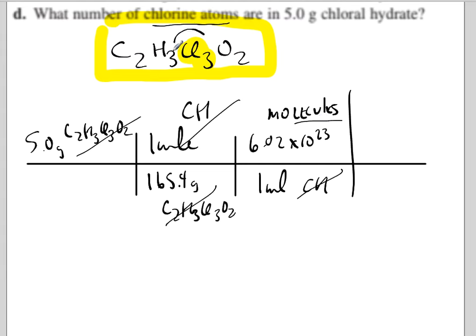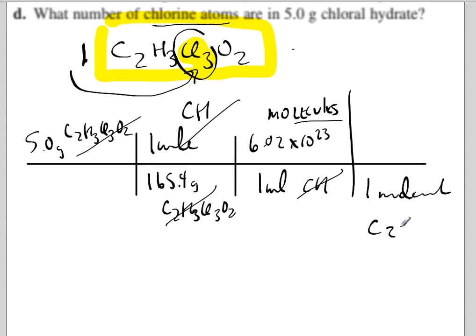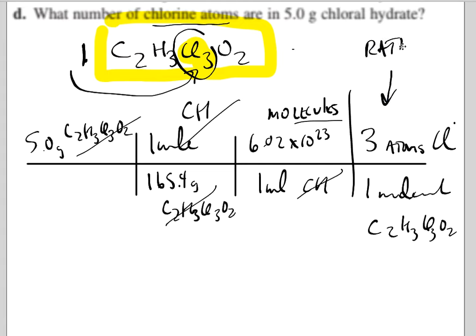I want to know chlorine atoms, so I'm zooming inside. There's only one of these when I zoom inside, so what do I say? 1 molecule of C2H3Cl3O2 is equal to 3 atoms of Cl. I'm adding the ratio from the compound whenever they ask me to go inside. If it's not the whole enchilada, you zoom in, you focus on that.